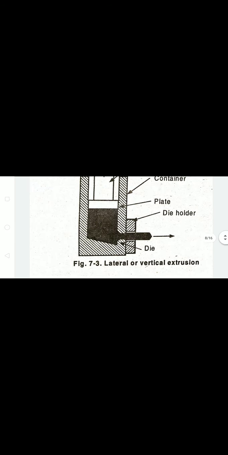This process is suitable for light metals and alloys that have low melting temperatures. So all this is related to the lateral or side extrusion process.